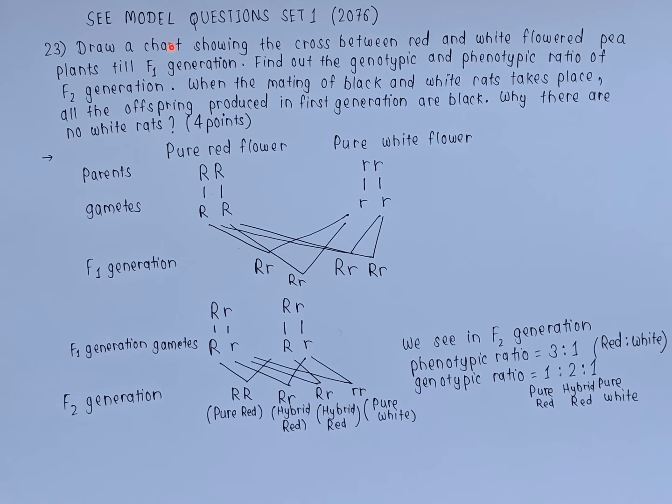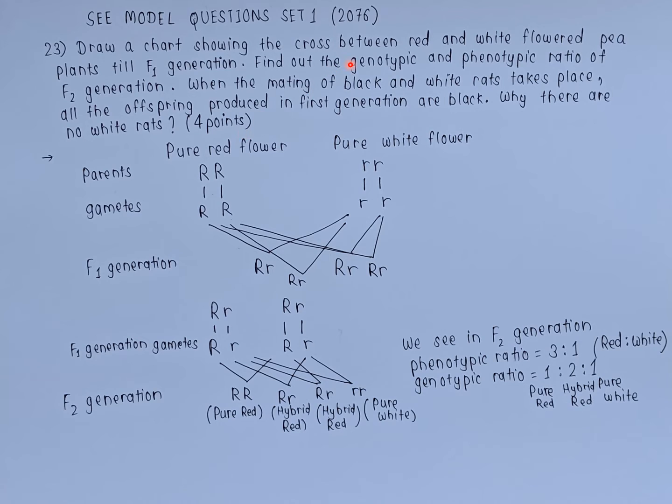Question number 23. Draw a chart showing the cross between red and white flowered pea plants till F1 generation. Find out the genotypic and phenotypic ratio of F2 generation. Second part of the question is, when the mating of black and white rats takes place, all the offspring produced in first generation are black. Why are there no white rats? The question carries 4 points. So let's approach the first part.